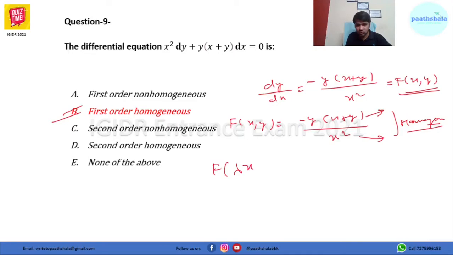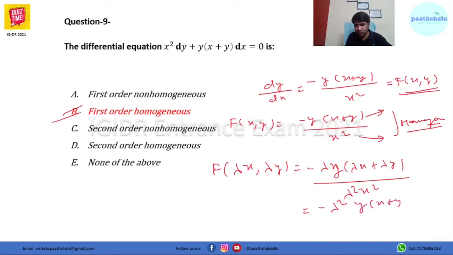So let's replace the value of x with lambda x and the value of y with lambda y. So this will come out to be lambda y bracket, lambda x plus lambda y upon lambda square x square. So this will come out to be minus, lambda square is common, and y(x plus y) upon lambda square and x square. Lambda square gets eliminated. So you can see that this can be written as lambda to the power 0 f(x, y). So this is a homogeneous function and here it is dy by dx which is of order 1. So you can say this is a first order homogeneous equation.